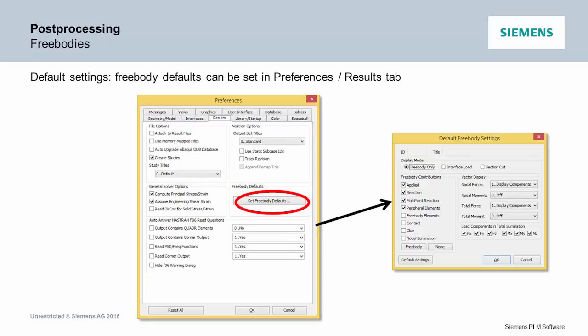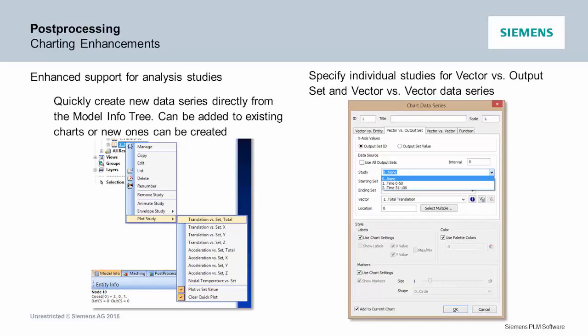There are also some options when you set up any new free body. The defaults are usually the right ones for just making a free body, but if there's something special you do, you can now set the default so each time you create a free body, it gets the ones you want. A small usability enhancement. We've got charting in Femap.